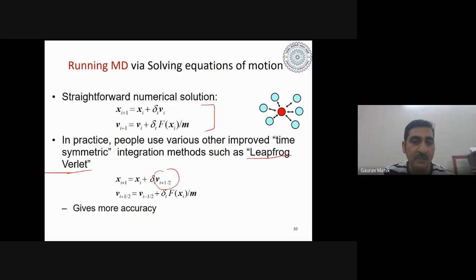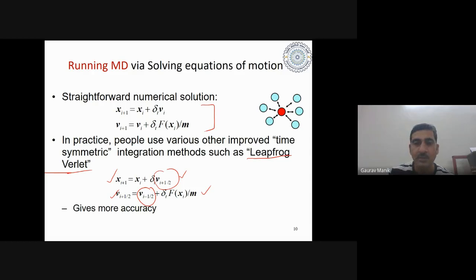So, which is intermediate between the ith step and the i plus 1 step. These velocities help give you a more accurate estimation of the position at the next step. Likewise, you find the velocities at the i plus 1 step using the already stored velocities at one step earlier. Okay, so you can get the velocities at the intermediate step. So these are slightly more accurate integration methods.